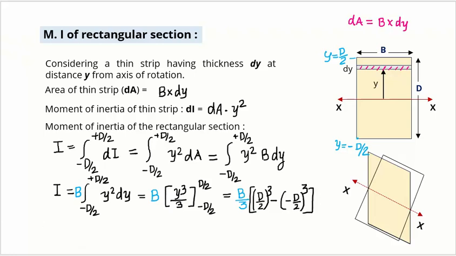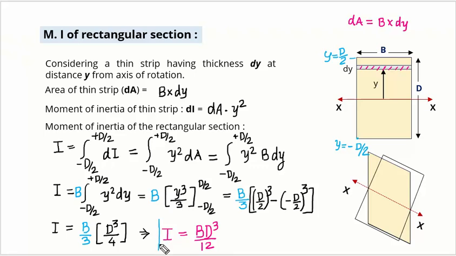So let's simplify this also. The moment of inertia of the rectangular section would be b by 3 as it is. This is going to be d cube by 8, and this is going to be minus d cube by 8. This is minus and this is minus, so it becomes plus. So d cube by 8 plus d cube by 8 will be d cube by 4. And if you simplify further, you will get the moment of inertia of the rectangular section as b d cube by 12. b d cube by 12.